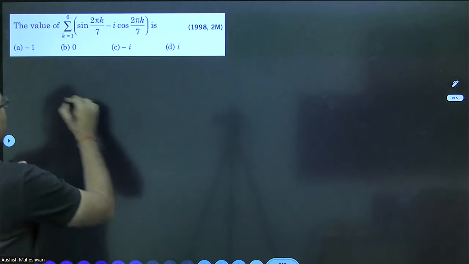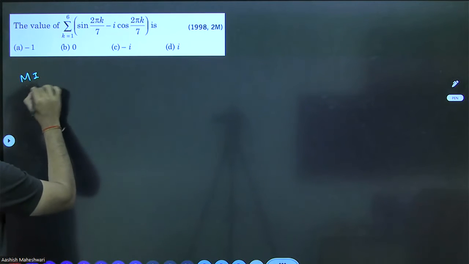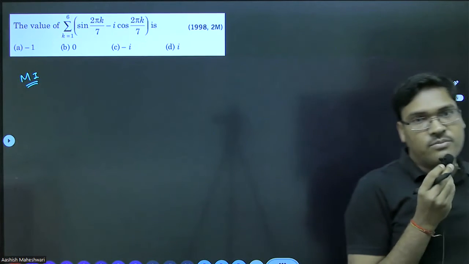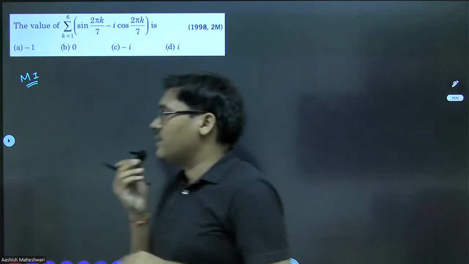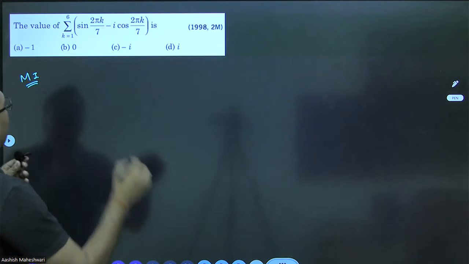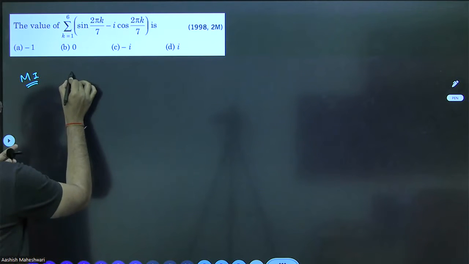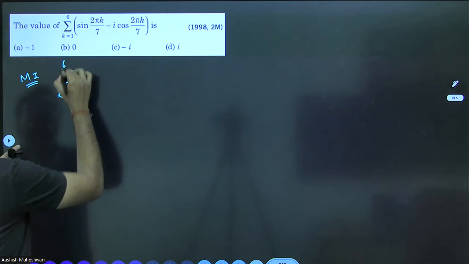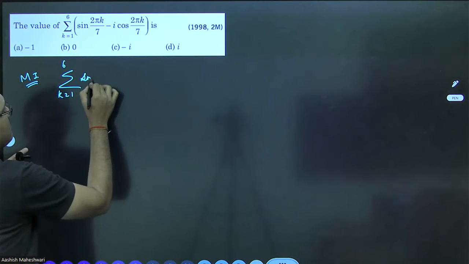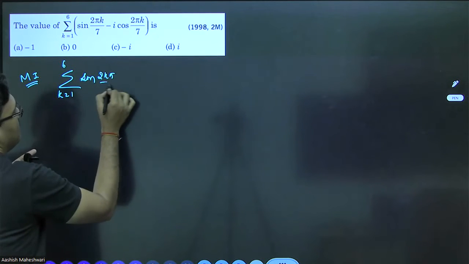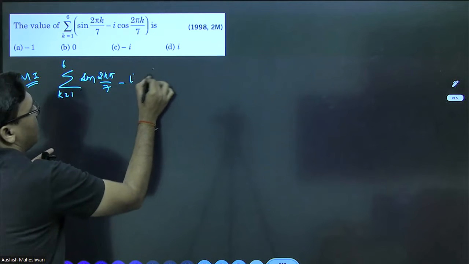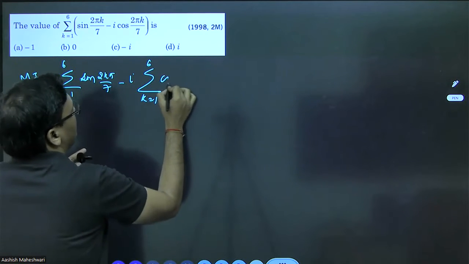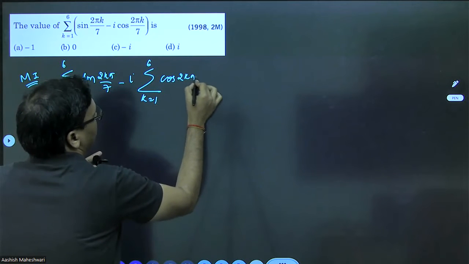If you find it difficult to use complex numbers, then you can use trigonometry. How can you use trigonometry? I can write this series as sigma k equal to 1 to 6 of sine 2k pi by 7, minus iota, sigma k equal to 1 to 6 of cos 2k pi by 7.